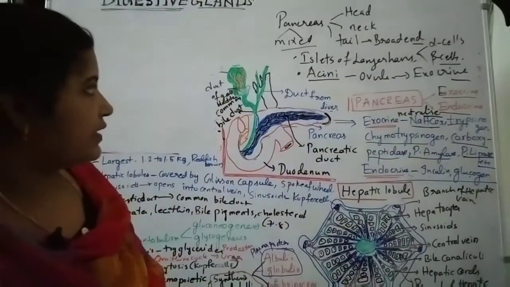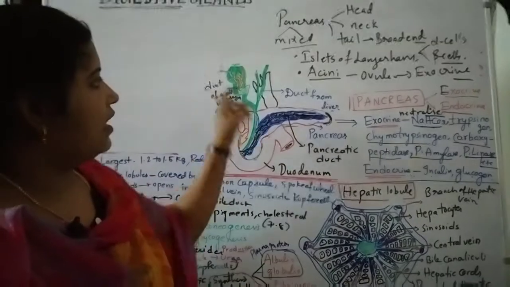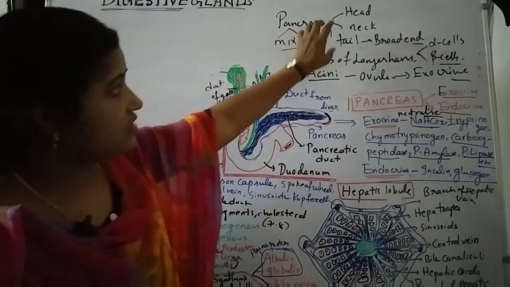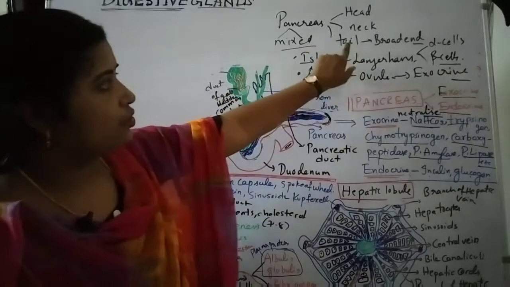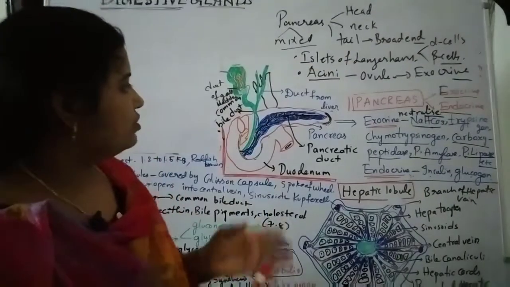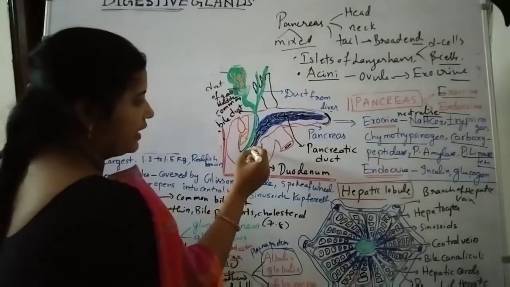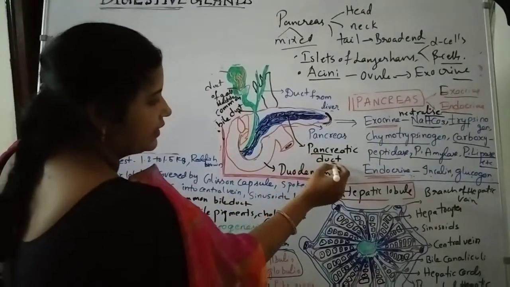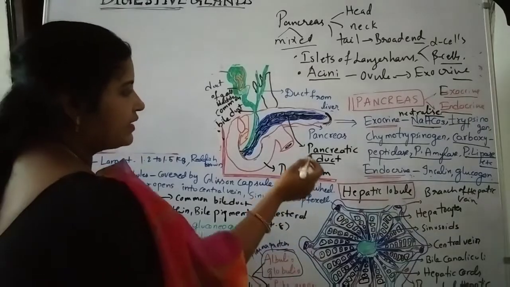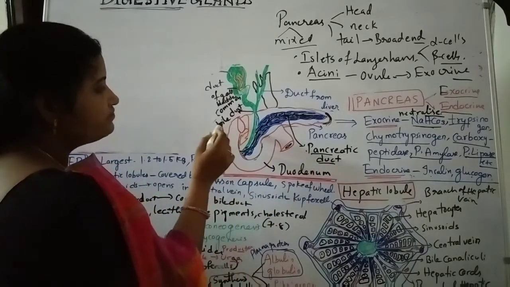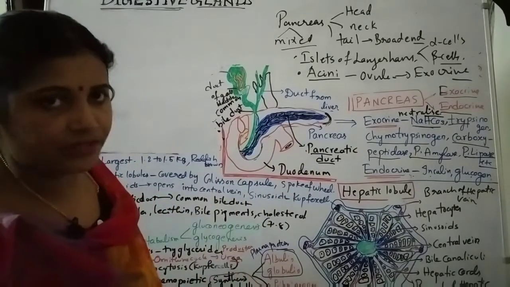So once again, the pancreas is also known as a mixed gland, and it contains three parts: head, neck and tail. The tail is the broad end portion. Inside the pancreas there is a pancreatic duct in the middle. See the black colored one, this pancreatic duct. This pancreatic duct is connected with the common bile duct of the liver.